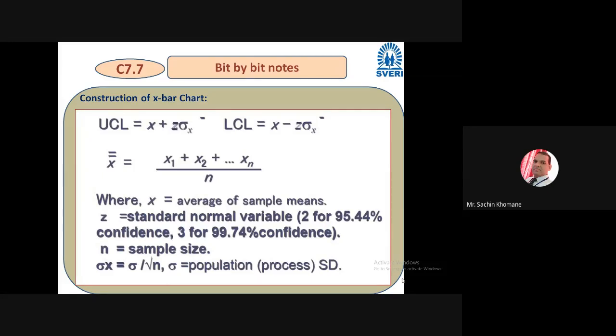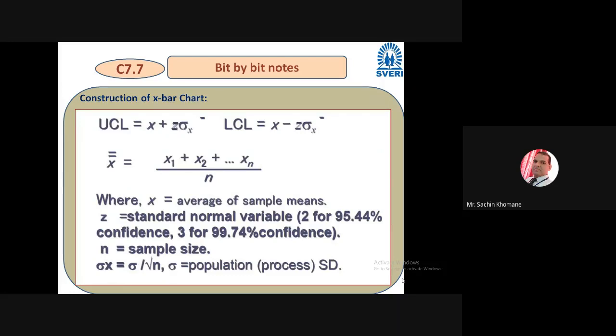Okay, and control chart, if you want to draw any of the control charts, first you have to decide or calculate the UCL and LCL. And all of us know the calculation of mean, like x1 plus x2 plus xn divided by n, right? So that all of us know.